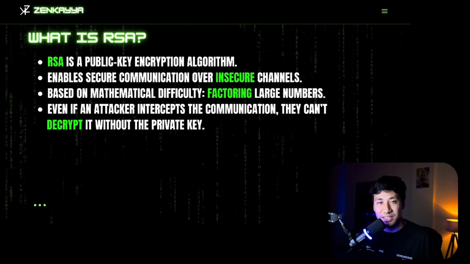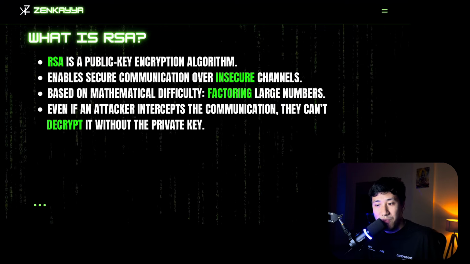What is RSA? RSA and Diffie-Hellman are different algorithms that we will be looking at. Today's topic is RSA. RSA is a public key encryption algorithm. So let's understand how RSA works. It enables secure communication over insecure channels, based on a mathematical difficulty: factoring large numbers.